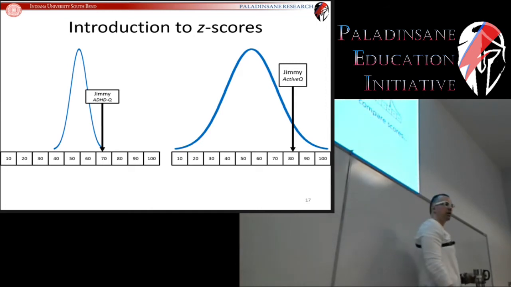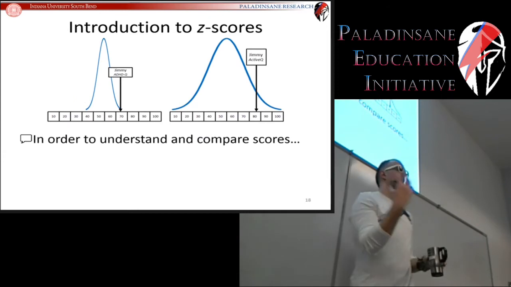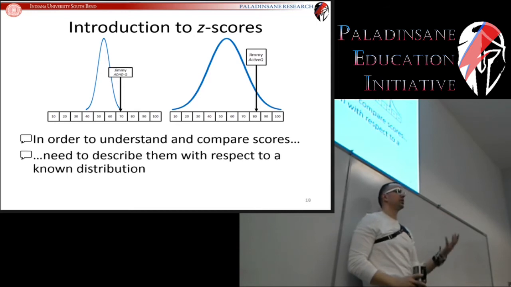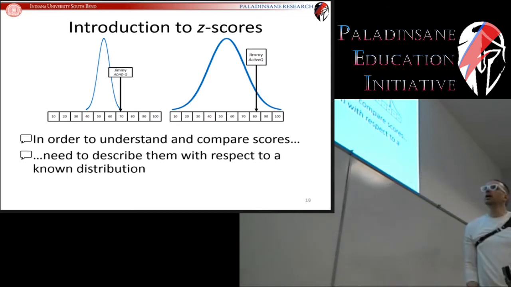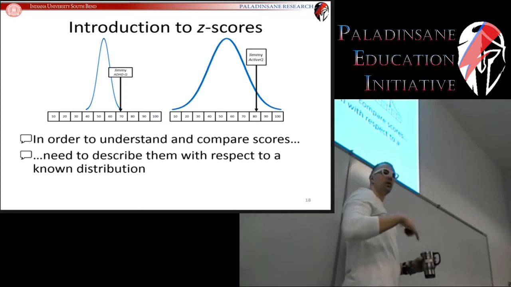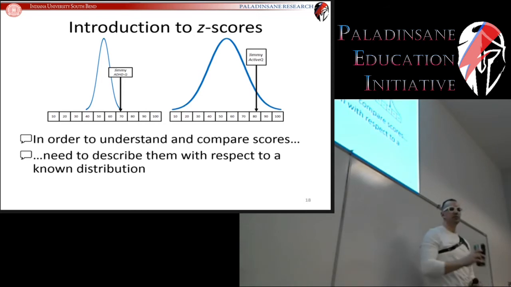All right, so in order to understand scores, what they actually mean, in order to compare scores, things that psychologists have to do all the time, we need to describe them with respect to a distribution. Because notice that we could compare the 70 to the 80 only after we put it in the context of the population, only after we put it into the context of that distribution. And those two criteria, those two moves, are what we do when we calculate z-scores.